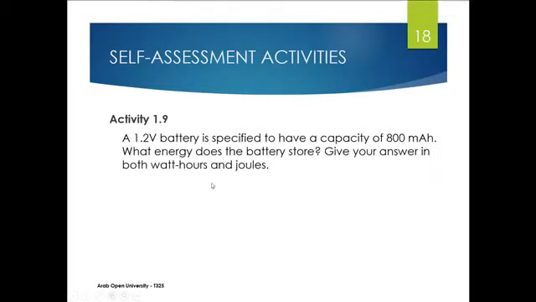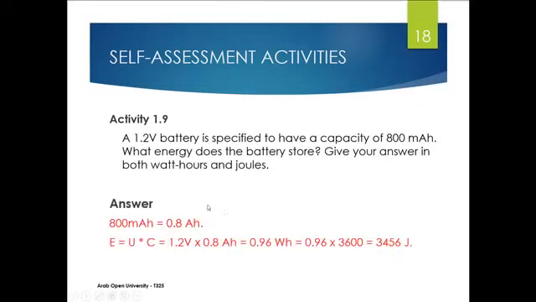So this is another example. We can see how to calculate the energy knowing the capacity and the voltage. So E equals U times C, and we can convert from watt-hour into joule by converting the hour into seconds. Thus the answer will be in the SI unit, which is joule.